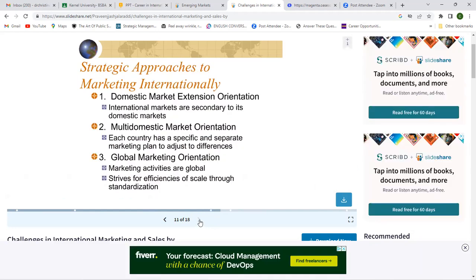Domestic market extension orientation: international markets are secondary to the domestic market. Multi-domestic market orientation: each country has a specific and separate marketing plan to address the differences. Global marketing orientation: marketing activities are global, and the company strives for economies of scale through standardization.